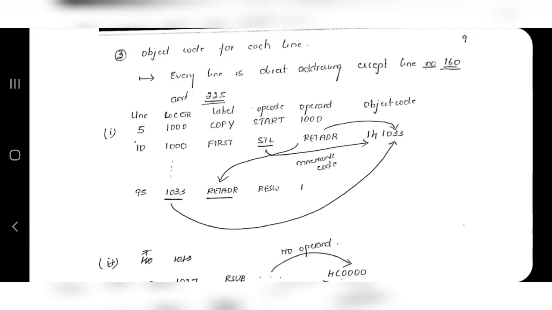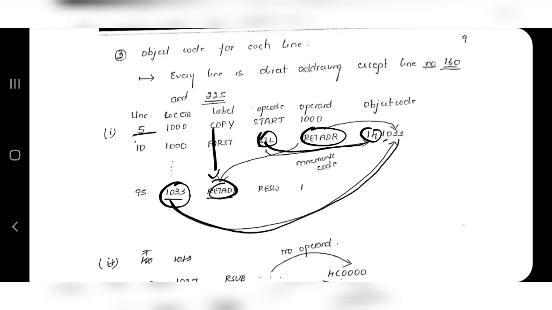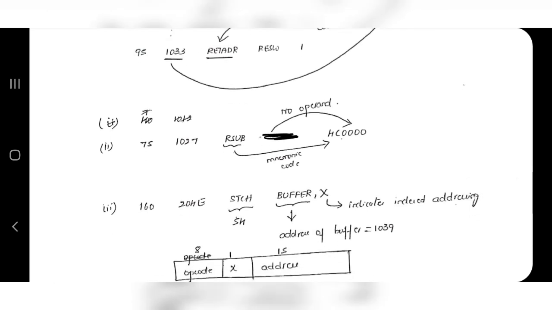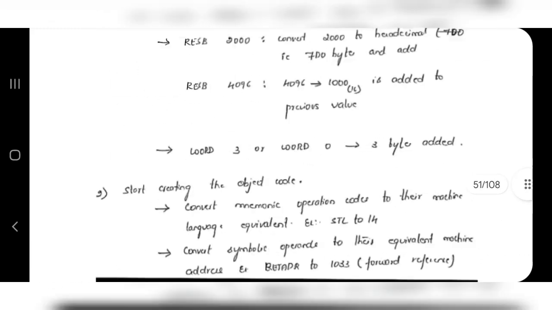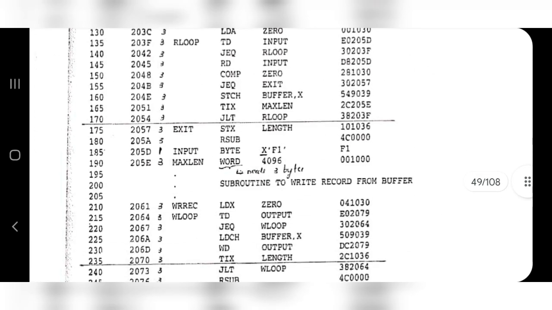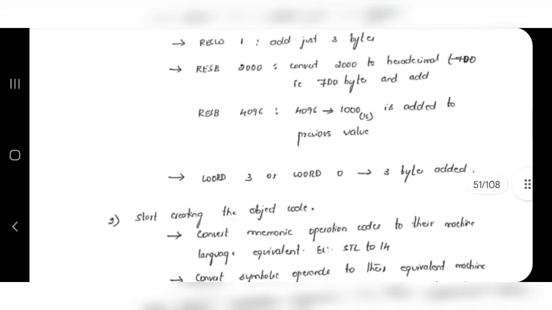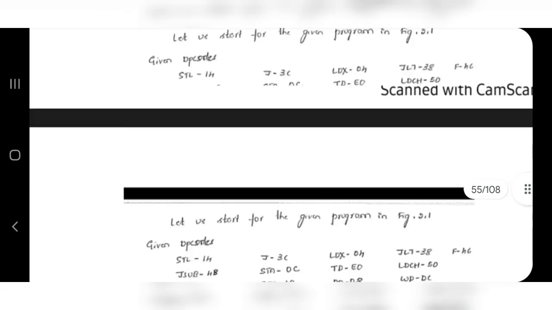So this is the first line. It is the same thing: for STL we write 14, that's the opcode. For the return address, you find it in the labels column and write that address in this part. If there is no operand, as I told you with RSUB, you just write zeros there. Here you had nothing, so the RSUB value is 4C, and instead of an address you write zeros. That is the exception mentioned here.